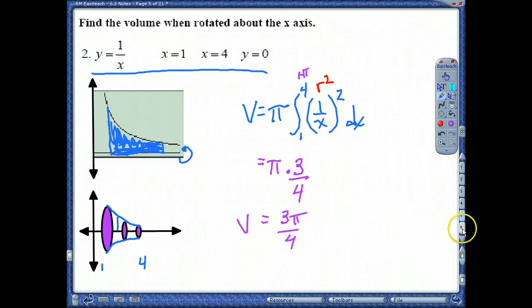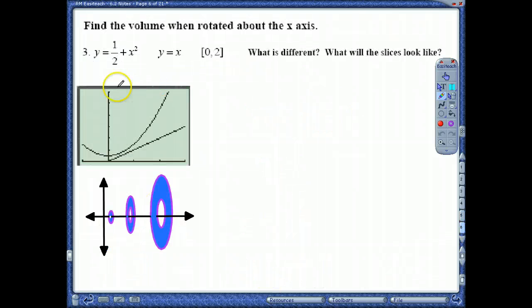Okay, let's look at another one. When I look at 3, I've got y equals 1/2 plus x squared, y equals x, and then going from 0 to 2. So when I graphed this, here's my 0 to 2. So when I make my little picture here, my area is this little piece right here.